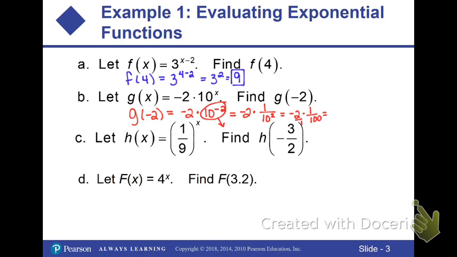When you multiply fractions, you multiply straight across. So I put the negative 2 over 1. So I got negative 2 over 100, which reduces to negative 1 over 50.